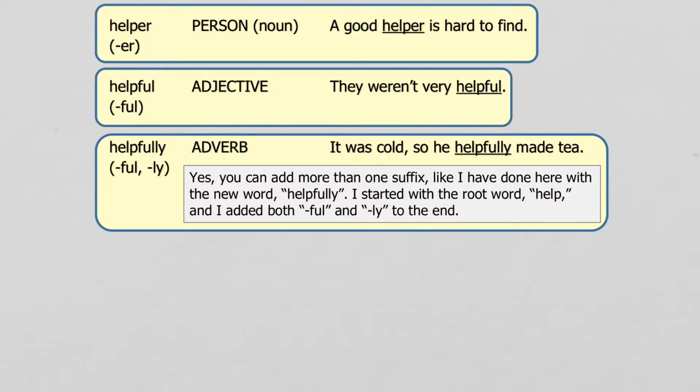Alright, next suffix, next ending onto our root word help. We could add er, and we could end up with helper. So now you can imagine we have a person, we have a helper, right? Now that's another type of noun. Help is a noun too, it's a thing, but here we have a different type of noun. So we've changed the meaning a little bit, right? We still have a noun, but we have a person. Here's the word helper in a sentence. A good helper is hard to find.